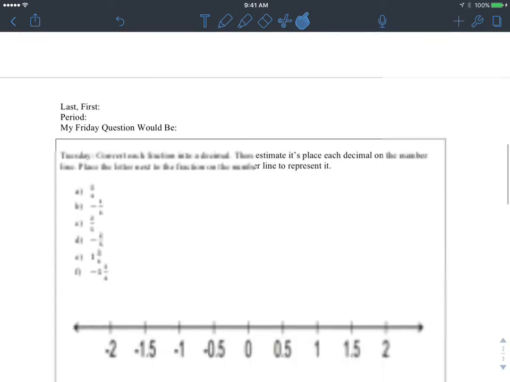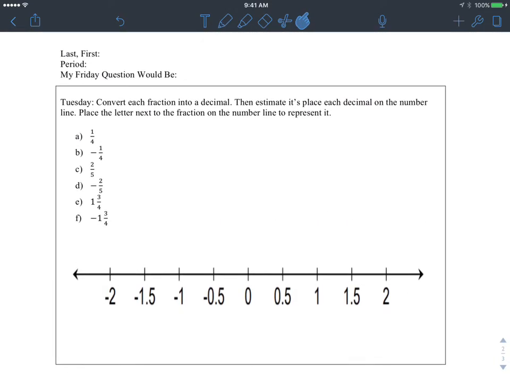So we're going to go ahead and go to the back here. For Tuesday night's homework, we're being asked to convert each fraction into a decimal, then estimate its place on the number line. Place the letter next to the fraction on the number line to represent it. So we're going to convert all of these fractions into decimals.